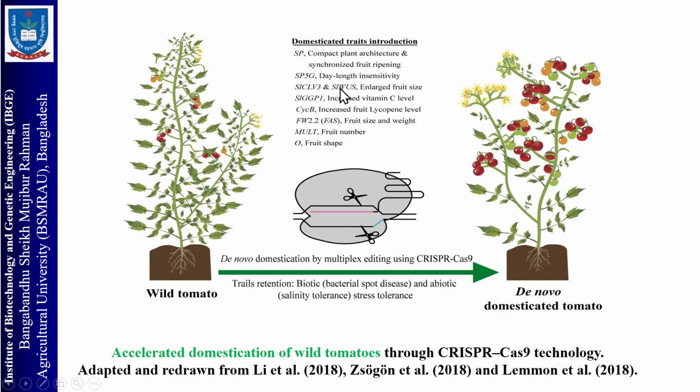Scientists targeted all these genes by using multiplex genome editing with the CRISPR-Cas system. And then they found that within a few generations, de novo domestication, that is a very fast domestication, can be done by using genome editing. And in that case, the major advantage would be that biotic and abiotic stress tolerance will remain. So this type of editing, if commercially utilized, will give climate resilient and climate smart crops.